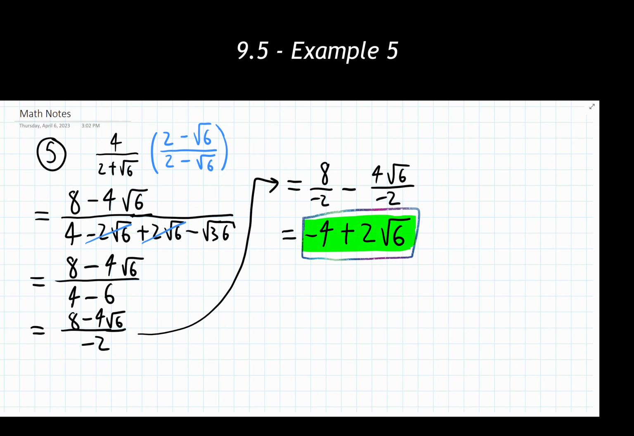And again, as remembrance, when you see addition or subtraction in the denominator spot, that's going to mean 9 times out of 10 you're multiplying by the conjugate of that denominator.